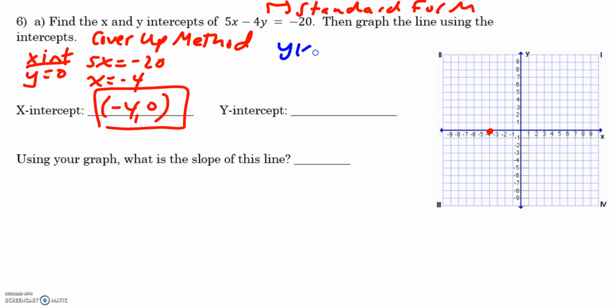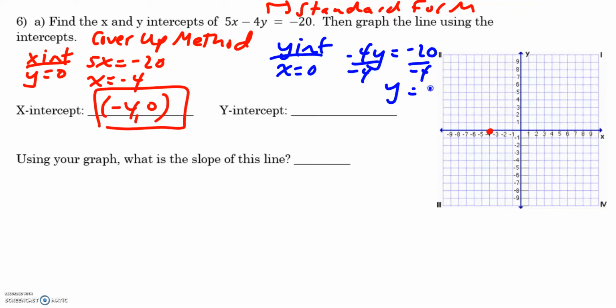My y-intercept on the y-axis really means that x is 0. So if I plug 0 in here, this is covered up. So I'm left with negative 4y equals negative 20. And if I divide both sides by negative 4, I would get y equals positive 5, which, if I graph that as a point, would be 5 on the y-axis. So my intercept is really at 0, 5.